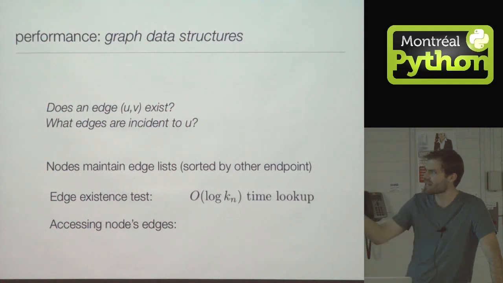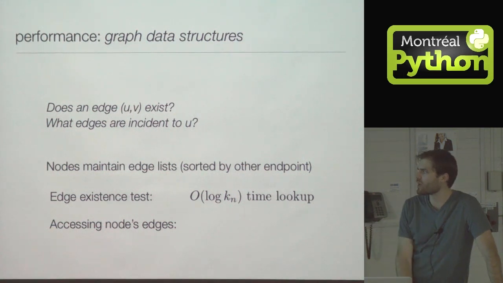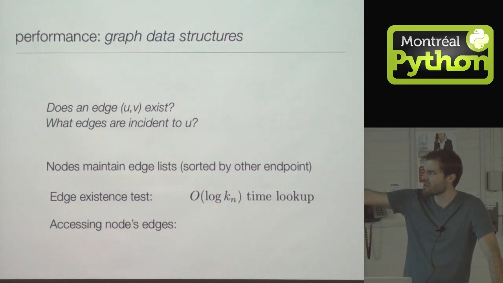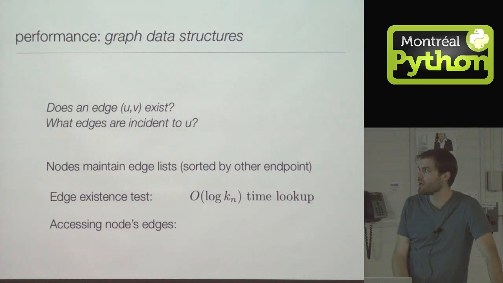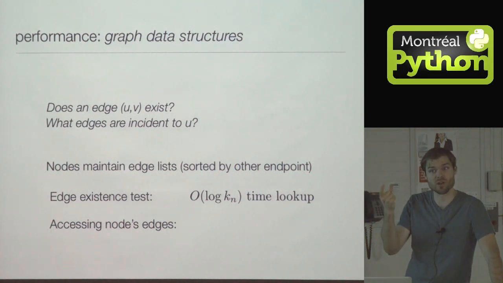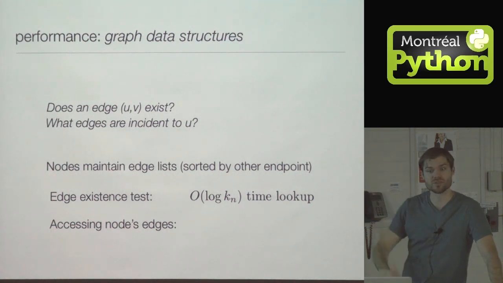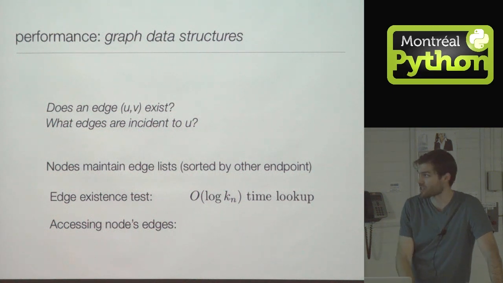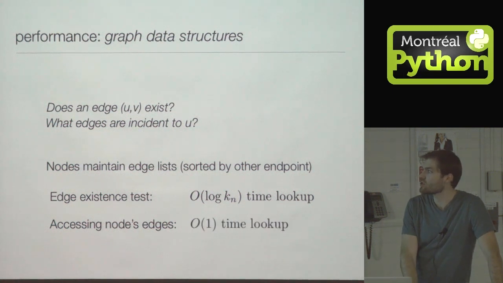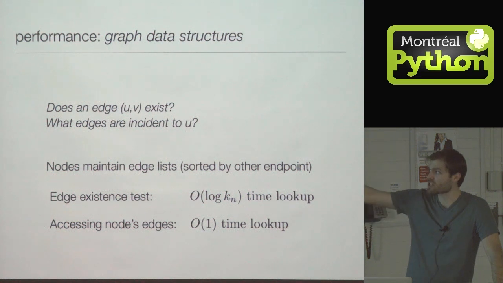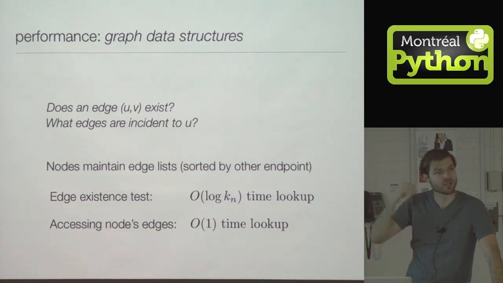And so you can actually test for the existence of an edge rather than actually having to hash in. You can check in O of log of the degree of the node. And degrees of nodes are generally very small. So this is like one or two steps. It's effectively faster than hashing. And then you can also access a node's edges because they're actually stored in the edge list for the nodes in O of one time. So you can simply iterate straight through the node lists.